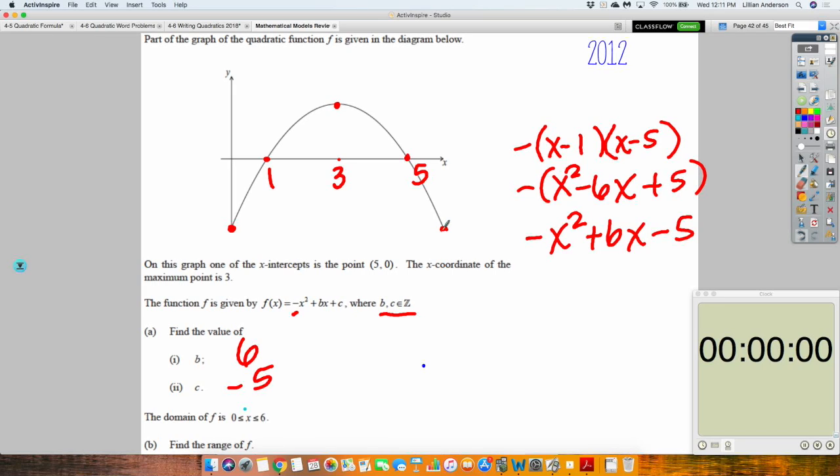How can you assume that's 1 right now? That's right there. All right, so now what I need to do is I need to FOIL this, x squared minus 6x plus 5, and then distribute the negative back through. So what's B? B is 6, and C is negative 5.